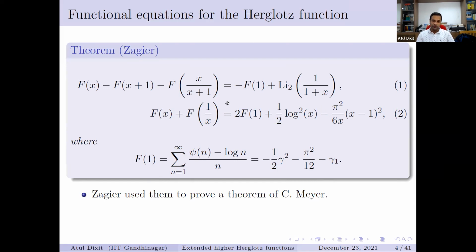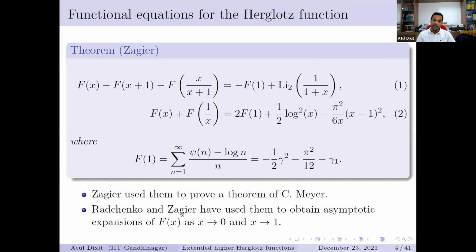There is another functional equation that he required that was relating F at x with F at 1 by x. And again, you have it in terms of an explicit representation, in terms of some special values and the logarithm function. So they are very useful apart from being intrinsically beautiful.